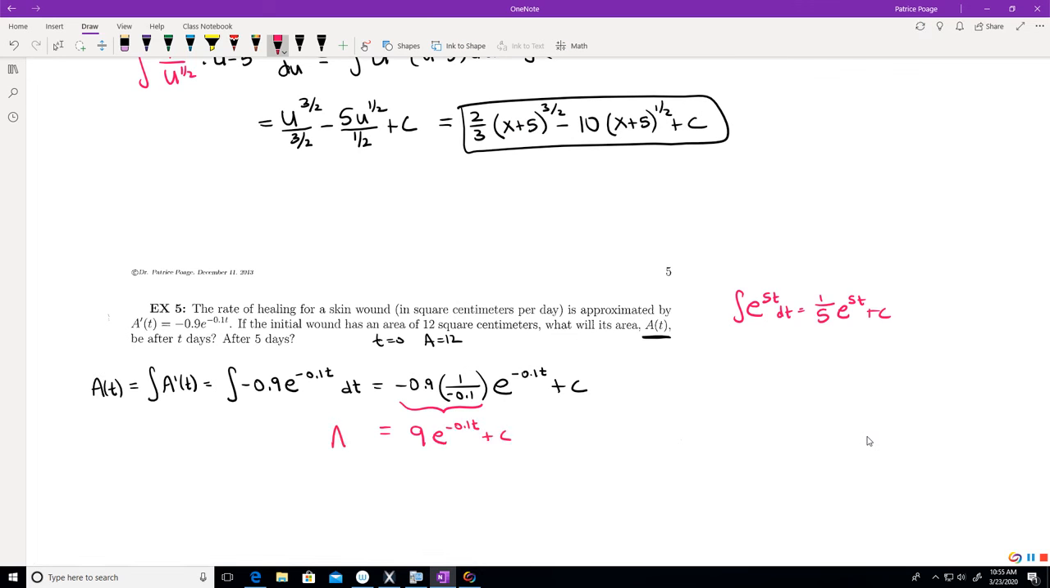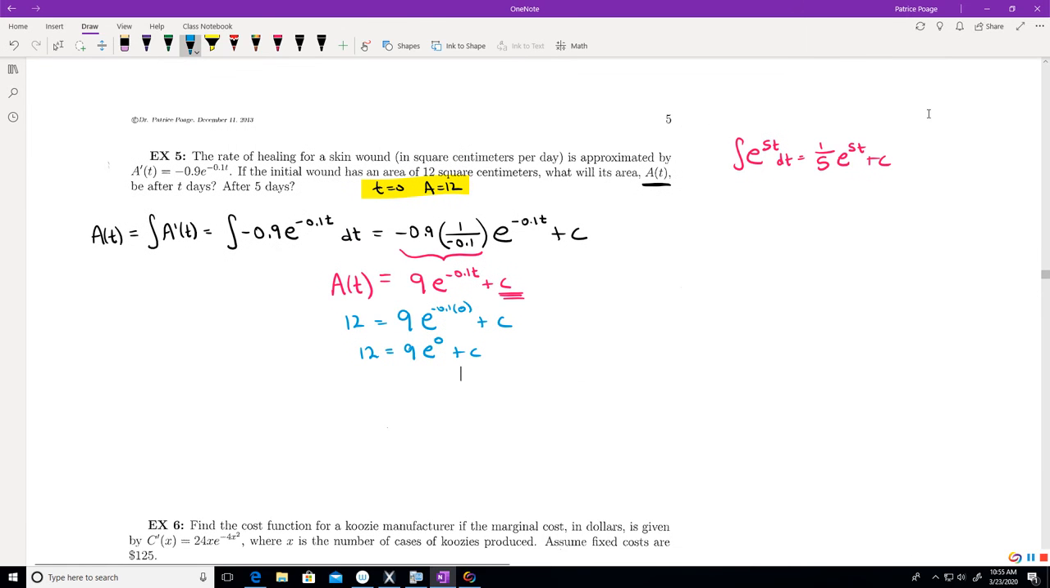So this is A of t so far. We need to find what c is. So they gave us a point. When time is 0, the area is 12. I'm going to plug that in. 12 equals 9e to the negative 0.1 times 0 plus c. So 12 equals 9e, anything times 0 is 0, plus c.